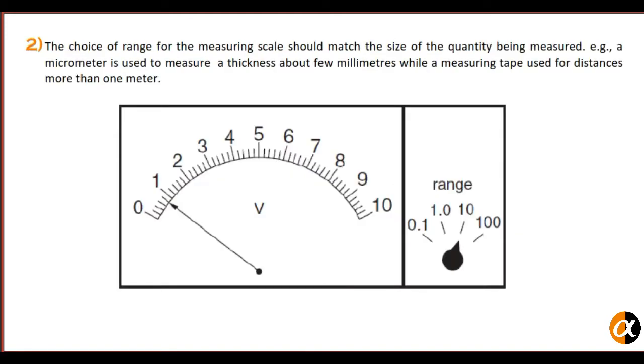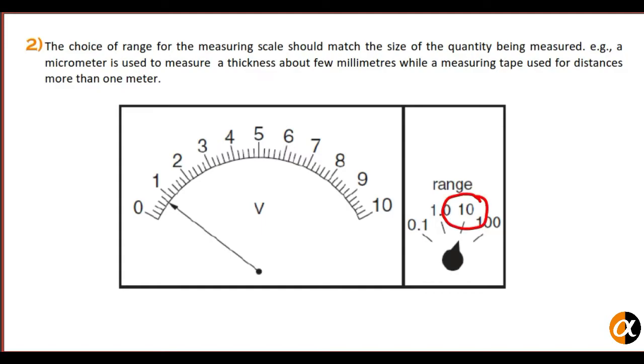Second is the choice of range for the measuring scale you are using. It should be suitable to whatever you are measuring. You need to use a ruler for small distances and a micrometer for very small distances, that is less than 1 millimeter. Here, for example, the student made a wrong choice of scale.